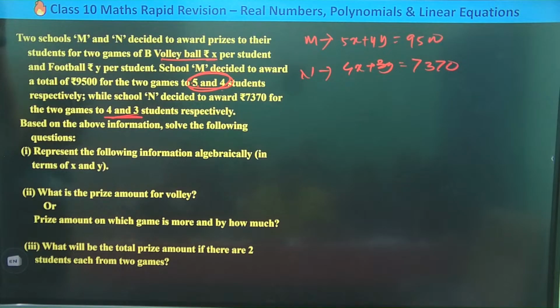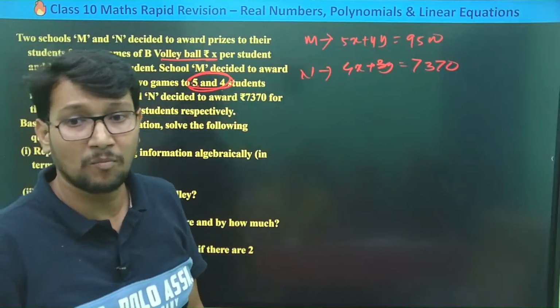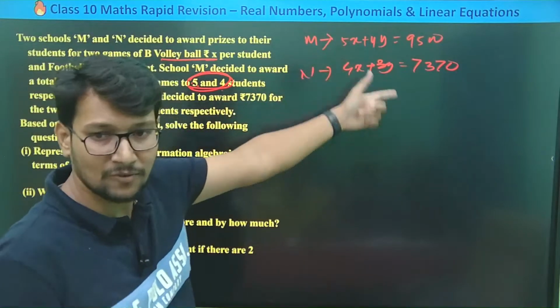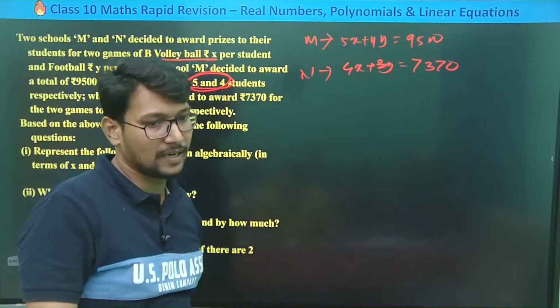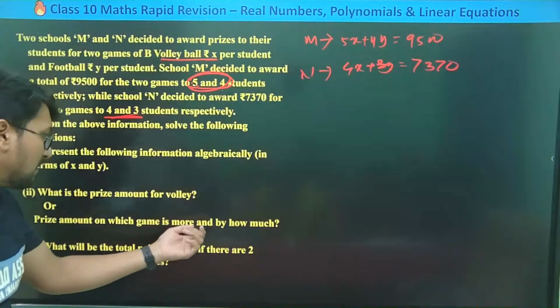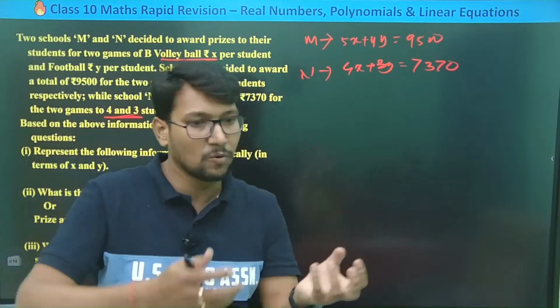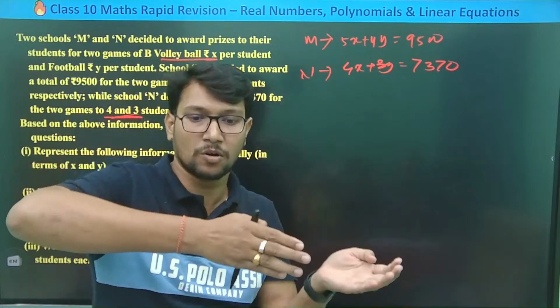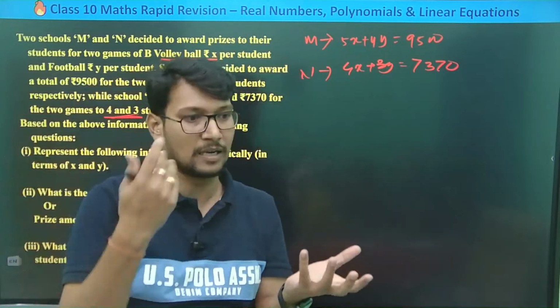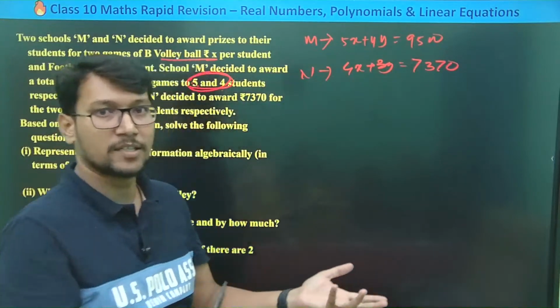What is the prize amount for volleyball? Let's solve. Which amount is the prize amount for volleyball? The x one. So find x, you'll get that. You solve, I will not solve. Price amount for which game is more, and by how much? x you will find, y you will find, and then which one is higher, and by how much, you have to find.